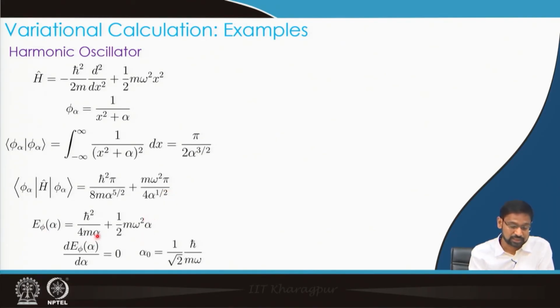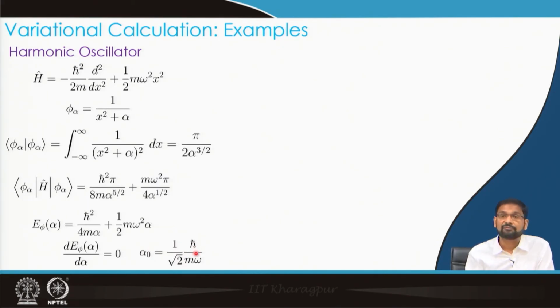One more time, see, except for the constants like h bar, mass or angular frequency, I have only dependence on alpha. In fact, this energy also looks like a 1 over alpha plus alpha type of term. Therefore, I know that when I minimize this function, I would have a single value of alpha where the first derivative of E phi becomes 0. So when I try to find the value of alpha that minimizes the energy, I get alpha 0, the best case scenario, as 1 over root 2 times h bar by m omega.